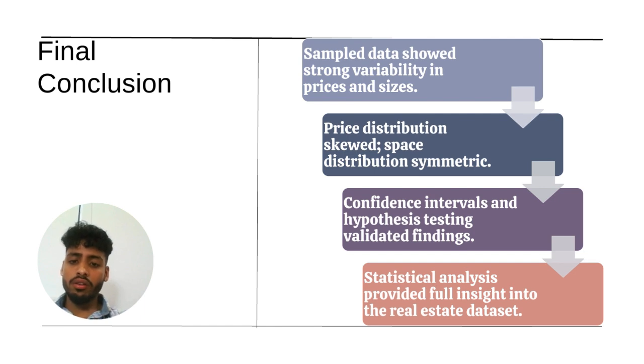In conclusion, property prices had a lot of variation and were skewed, while property sizes were more evenly spread. Confidence intervals gave strong estimates, and hypothesis testing showed clear results about the market values. Thank you.